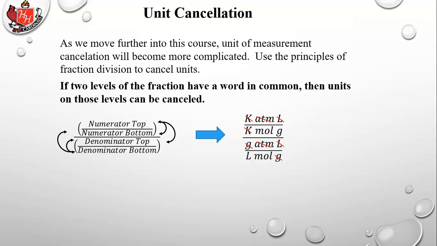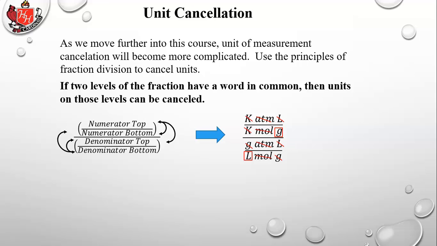You could cancel those. Notice the grams that's in numerator bottom could have been canceled with the grams that's in denominator bottom. You would end up with the same final result, whichever one of those pairs you had decided to cancel. Finally, moles. Moles is in numerator bottom and denominator bottom, so they both have the word bottom in common, so they cancel. The two units we have left that won't cancel out are grams and liters.